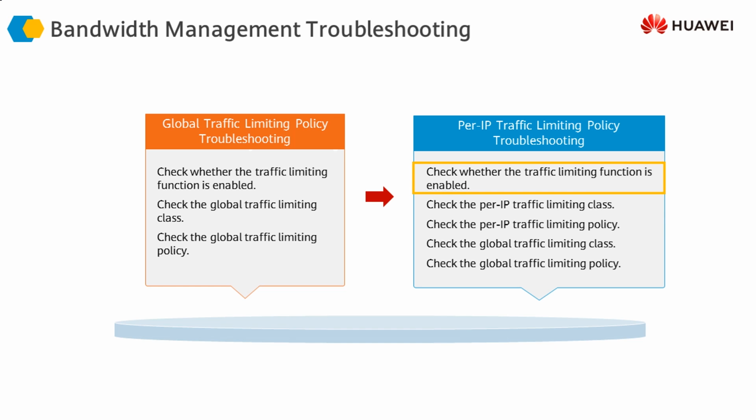Similarly, if we want to do it on a per IP basis, the steps are similar, but we have to check the per IP traffic limiting policy, whether we have enabled per IP limiting or not. So these are the additional steps that we need to take care of in case of per IP traffic limiting.